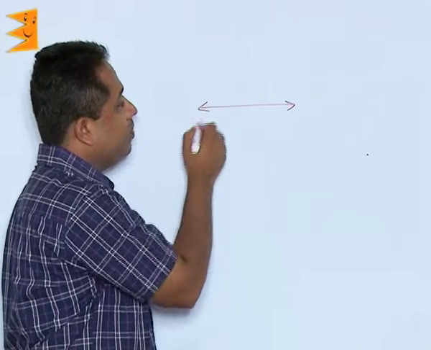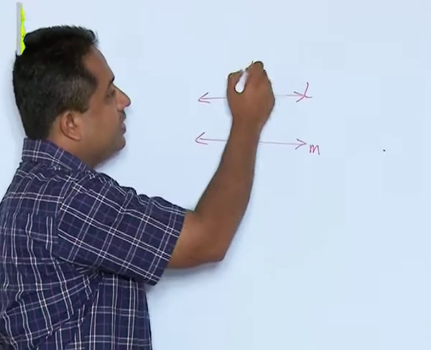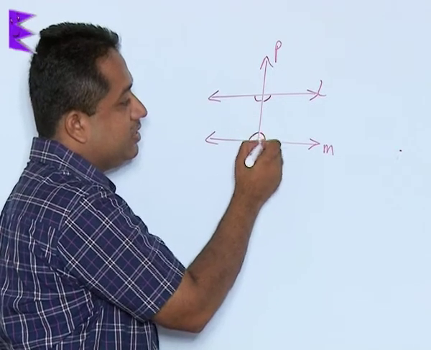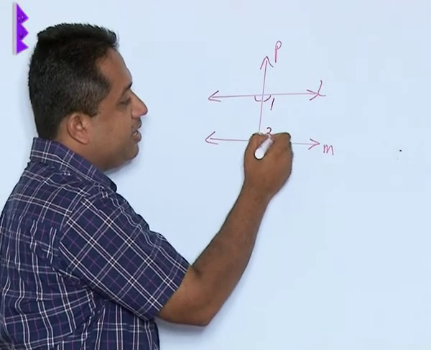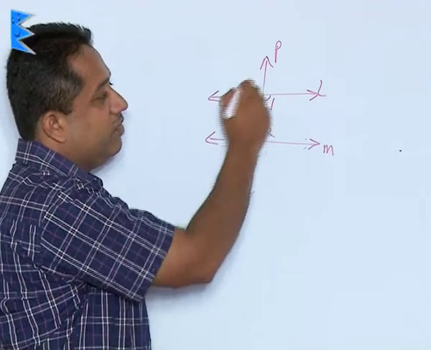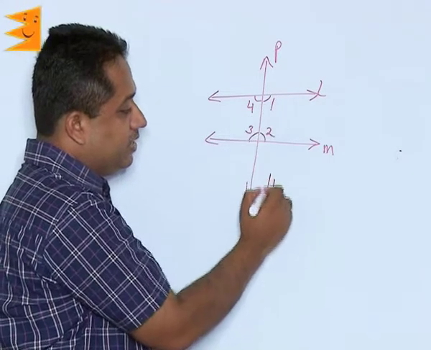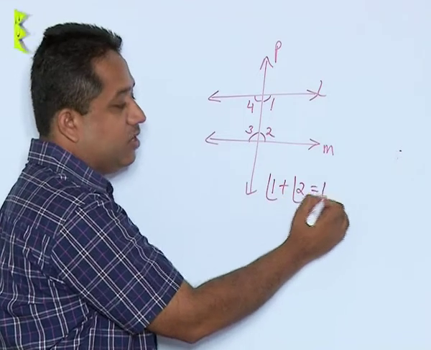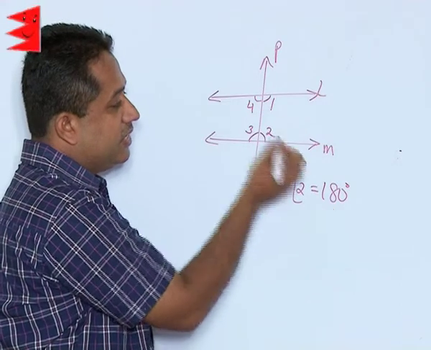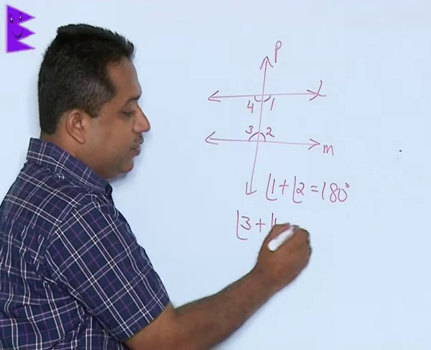Let us consider these two parallel lines as L and M, and let us consider this transversal as P. Then, as discussed, there are 4 interior angles. Now, let us consider only the interior angles on one side of the transversal. The interior angles here are 1, 2, 3 and 4. We are not at the moment marking the exterior angles. When we look at the interior angles, the total of the interior angles on the same side of the transversal will give me 180 degrees. So, I can say 1 plus 2 is 180. I can also say that 3 plus 4 is 180.